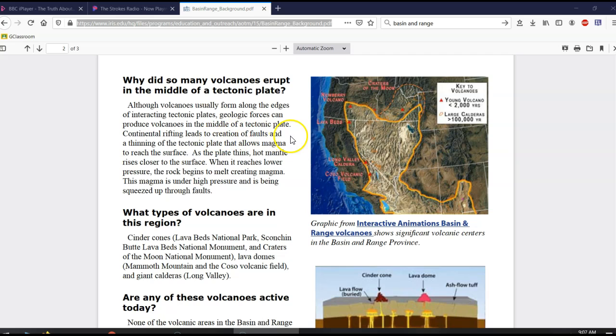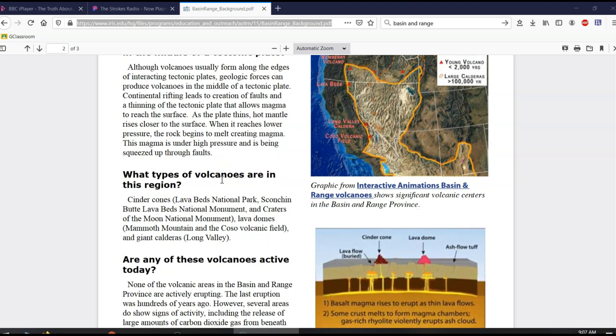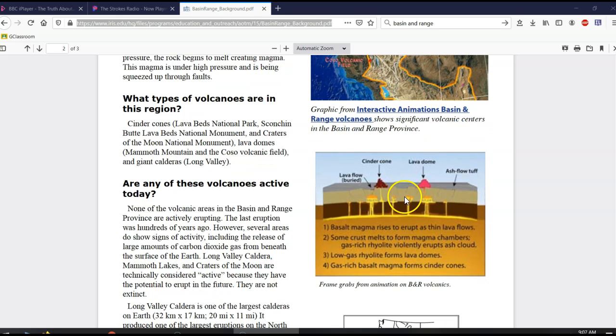Continental rifting leads to the creation of faults and a thinning of the tectonic plate that allows magma to reach the surface, which is a volcano. Remember, when magma reaches the surface, it's called lava. As the plate thins, the hot mantle rises closer to the surface. And when it reaches lower pressure, the rock begins to melt, creating magma. This magma is under high pressure and is being squeezed up through the faults. So, in all of those little places where the rock chunks have broken down, you're going to get some lava that's going to come on up through that plate.